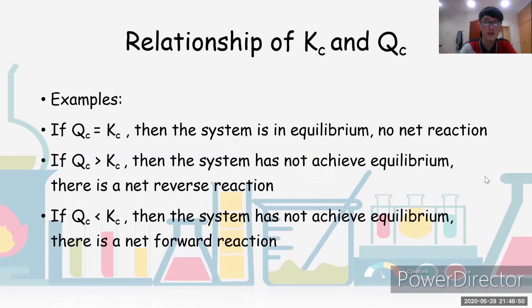If the value of Qc equals the value of Kc, then the system is said to be in equilibrium and there's no net reaction. If the value of Qc is larger than the value of Kc, then the system has not achieved equilibrium yet, and there's a net reverse reaction, and vice versa.